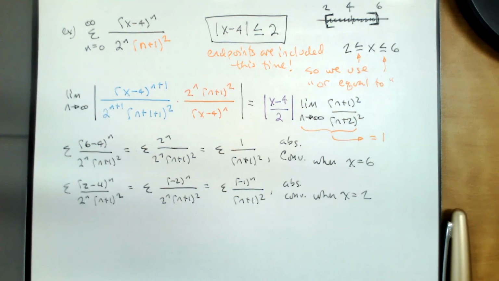So I've got one more change to make. I'm still going to use this x minus 4 and the 2 to the n in the denominator. But I'm going to change out my n plus 1 squared. I'm not going to use an n squared. We're just going to use, let's say, a square root.